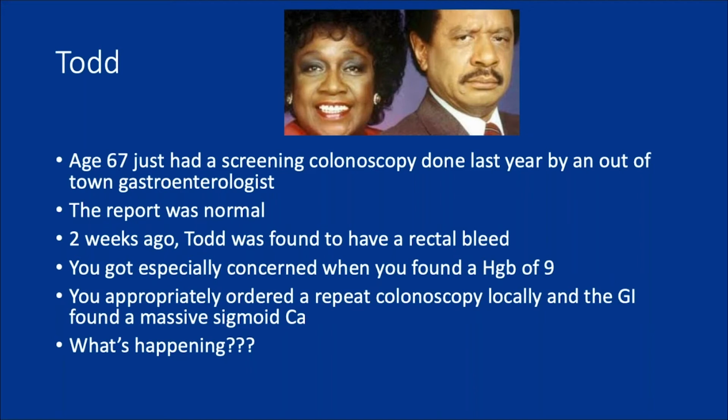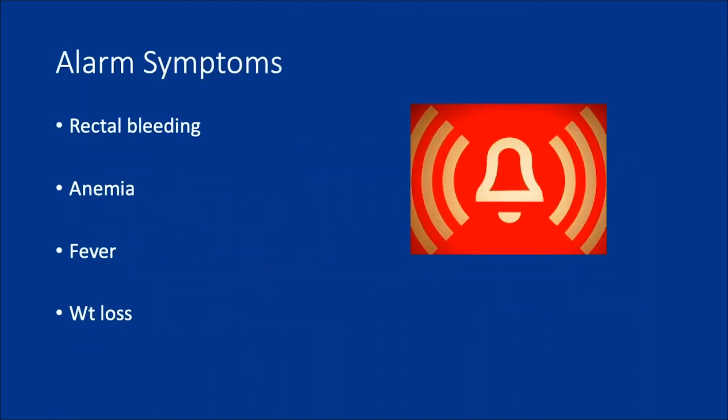You got especially concerned when you found a hemoglobin of 9. You appropriately ordered a repeat colonoscopy locally, and the patient was found to have a massive sigmoid cancer. What's happening? Let's move on from there. Well, he has alarm symptoms, rectal bleeding, anemia, but the alarm symptoms include also fever and weight loss.